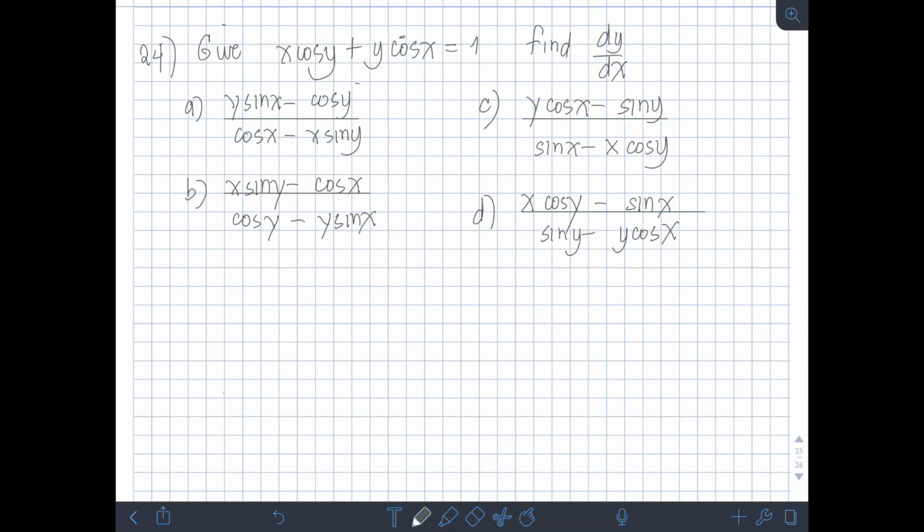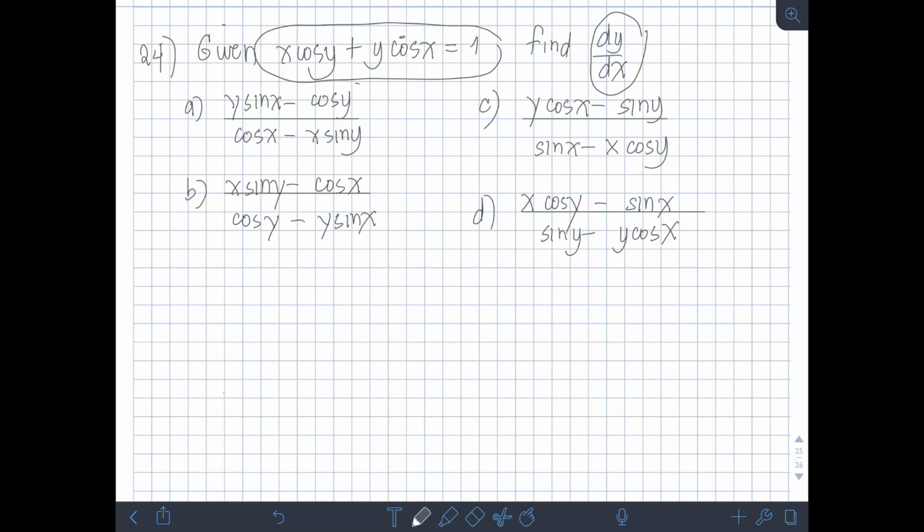Okay? Next, we have, given x cos y plus y cos x equals 1, find dy over dx. So, implicit differentiation tayo kasi hindi nakasolve yung y explicitly in terms of x. So, parang equation form siya. So, magkahalo yung x sa y. So, kapag ganun, pwede natin itong ma-differentiate or mahanap yung dy over dx using implicit differentiation.